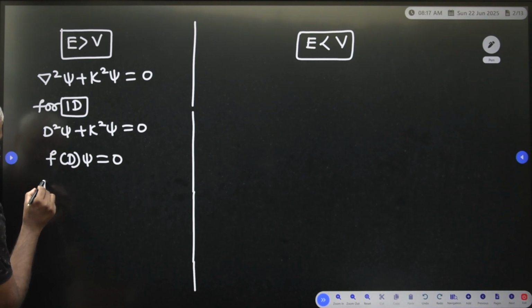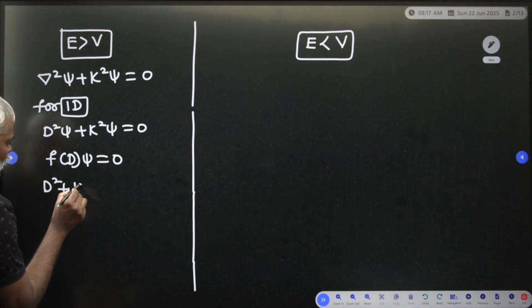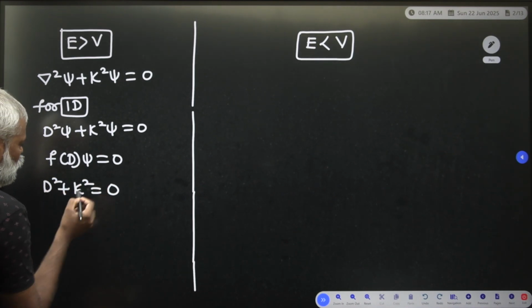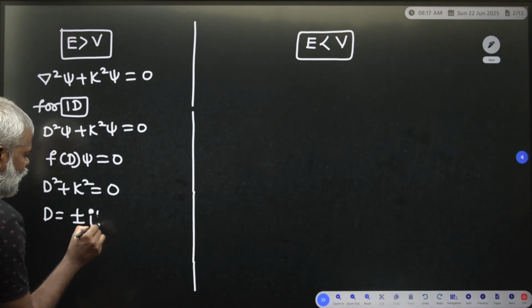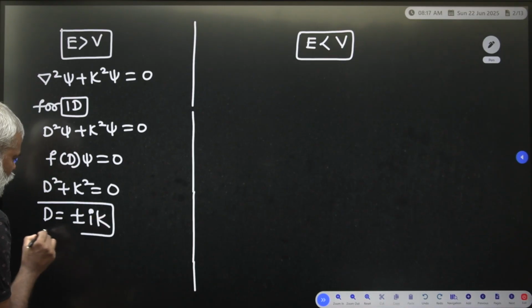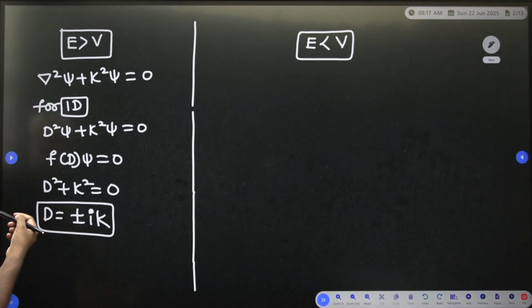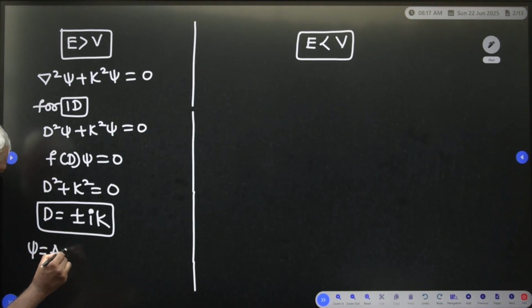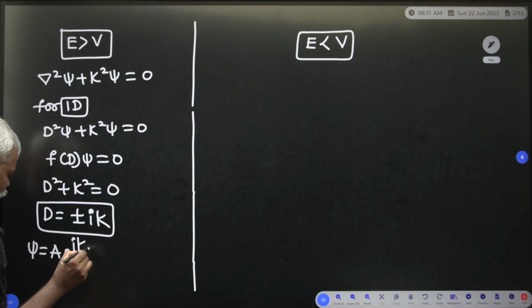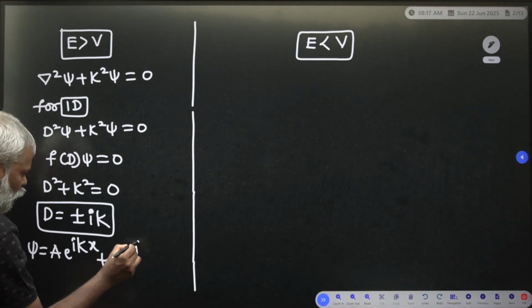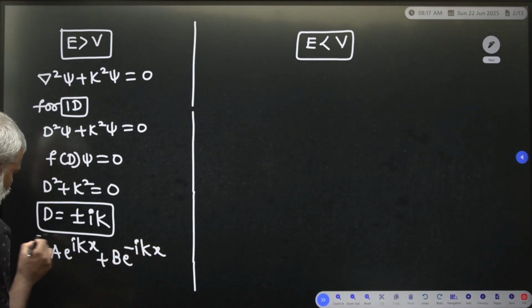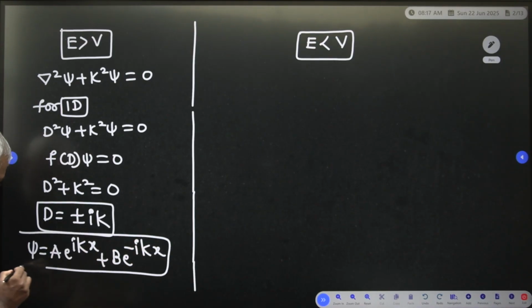Therefore, f(d) = d square + k square = 0, so d is equal to plus or minus i k. So therefore, we need to write the solution: psi is equal to a e to the power of i k x plus b e to the power of minus i k x.